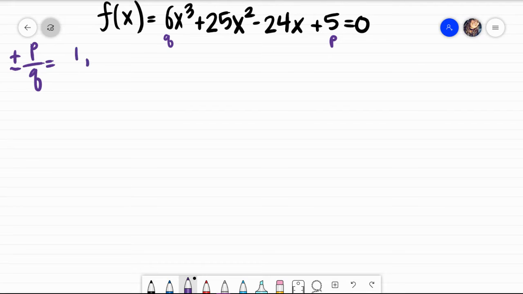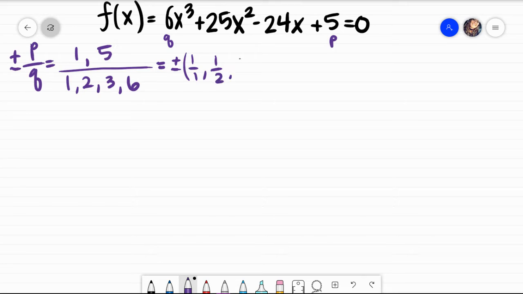So I would get 1 and 5 because 5 is prime. And I would get 1, 2, 3, 6 for my 6. And then we're actually going to list them. And so you could do plus or minus. I would have a 1 over 1. I would have a 1 over 2. I would have a 1 over 3. I would have a 1 over 6.